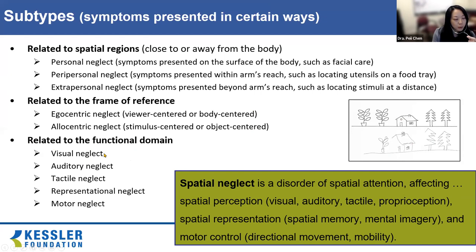Related to the functional domain, that's why you may hear different names. Because spatial neglect is a disorder of spatial attention, it affects all kinds of systems. Most observable symptoms of neglect are through the visual domain, so a lot of what we see are visual symptoms, and neglect is often called visual neglect. But it also shows in the auditory domain, tactile domain, representational domain, and motor domain. All these are under the same umbrella of spatial neglect. Just to reiterate and summarize, spatial neglect is a disorder of spatial attention.